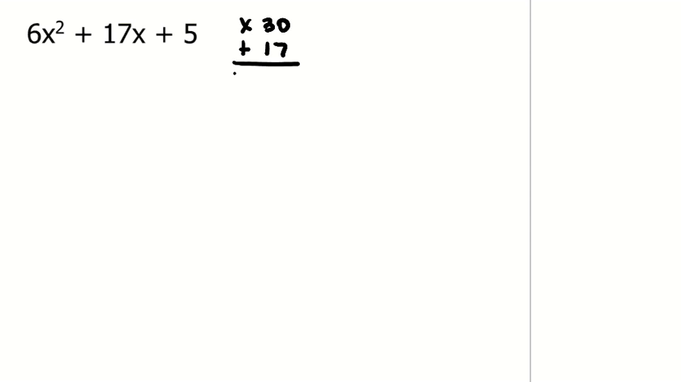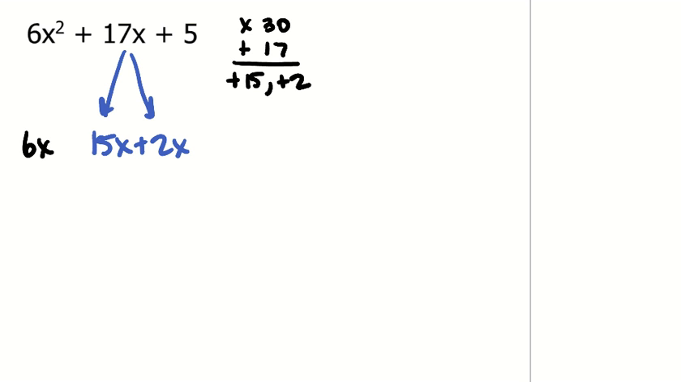15 and 2. Specifically, positive 15 and positive 2. So what I'm going to do is take the 17 and split it up into those 15 and 2. So that's 15x plus 2x. And then I'm going to keep the 6x squared and the 5 the same.